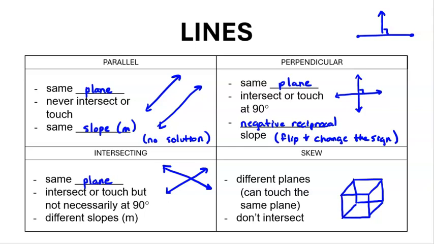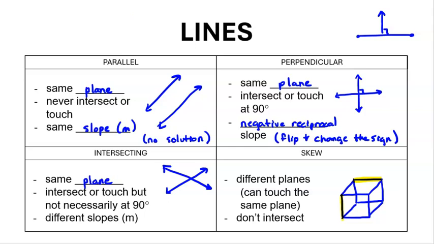Now, the one that's kind of strange is if I were to look at this line here and this line here. Even if they went on forever, they would never hit each other. However, they're not parallel either. And this is called skew.